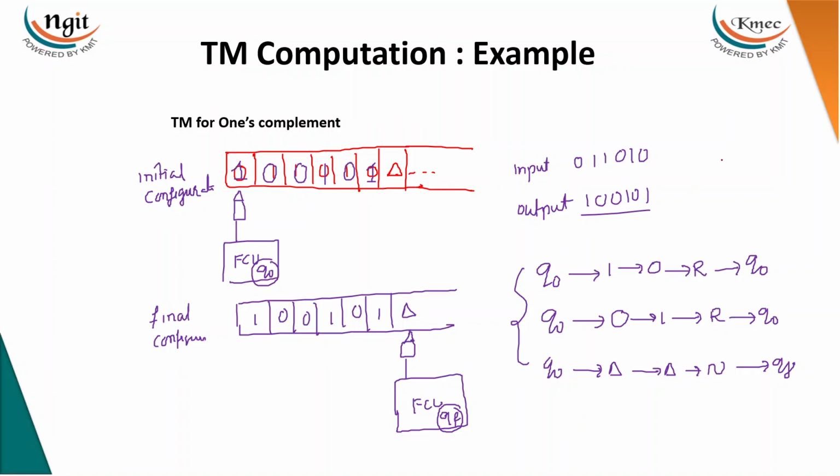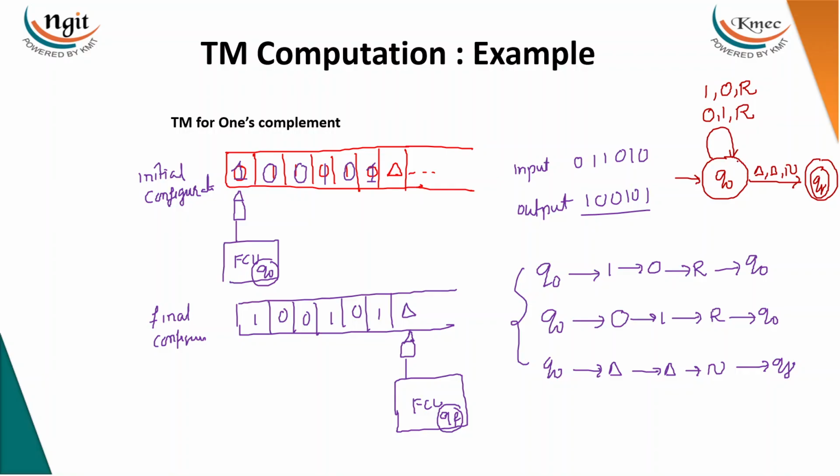It's very simple, guys. See, Q naught is giving the task to Q naught only 2 times, and one time it is giving the task to final state QF when it is giving delta delta no movement. Before that, if it is 0, change to 1, just keep on right side. If it is 1, change to 0, just keep on right side. That's it. This is the Turing machine to perform one's complement of a binary number.